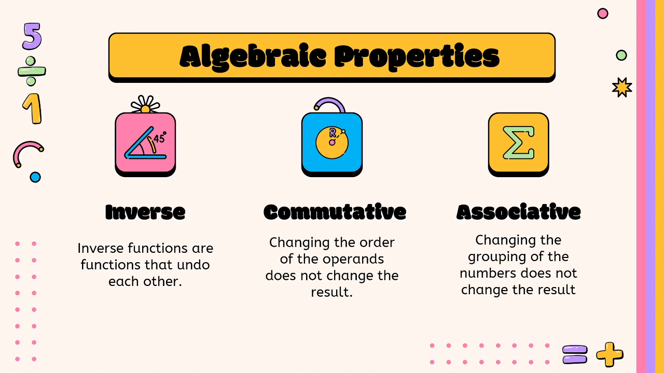And we have the inverse property. Inverse property is functions that can undo each other. And commutative property is that changing the order of the operands does not change the result. And associative property is that changing the grouping of the numbers does not change the result.